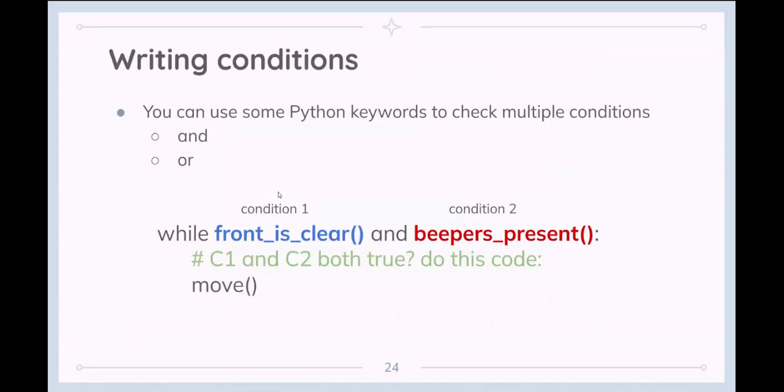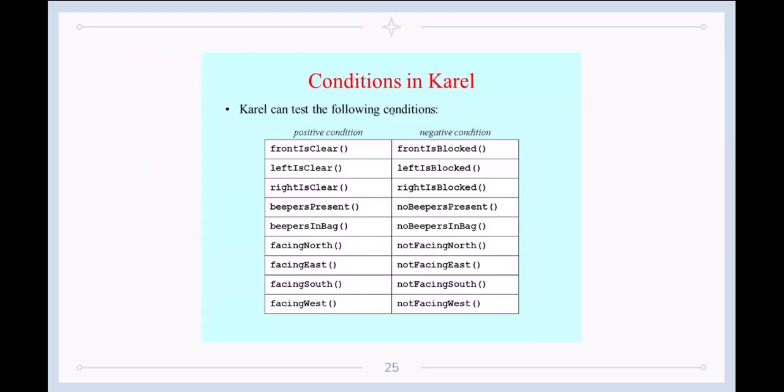For writing conditions, you're also able to use some Python keywords to check multiple conditions. For example, you can use and or or. This is how you would typically write it. You'll have one condition and another condition, and then you can put them together with and or or. So I wrote while front is clear and beeper is present. And this will only happen, so the move will only happen if both of these things are true. So if front is clear and beepers are present, then I'll move. Again, these are the conditions in Karel. So we have positive conditions and negative conditions that you can check.